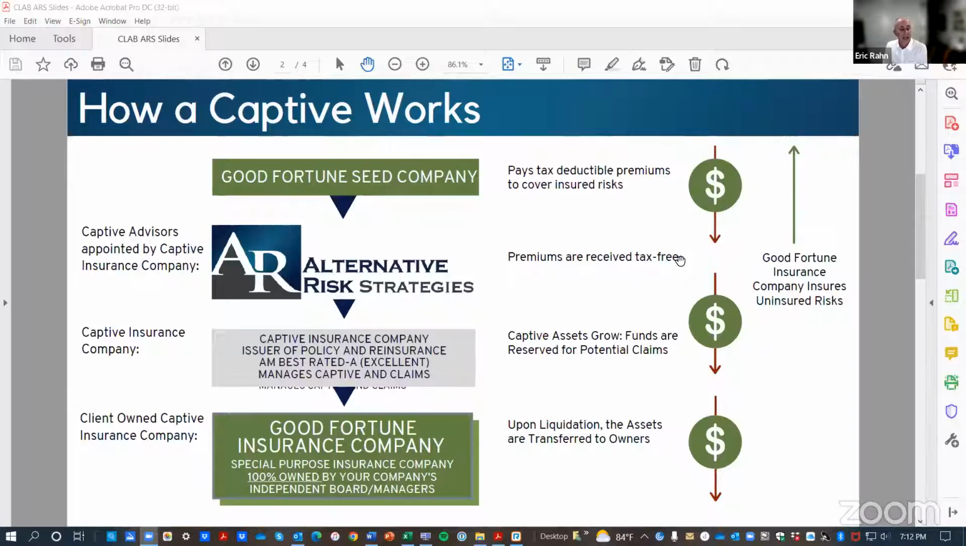Premiums are received tax-free by the captive insurance company. The captive assets grow, funds are reserved for potential claims, and upon liquidation, the assets are transferred back to the owners. And once this structure is formed, Good Fortune Insurance Company insures all the uninsured risks as outlined in the policy for Good Fortune Seed Company.